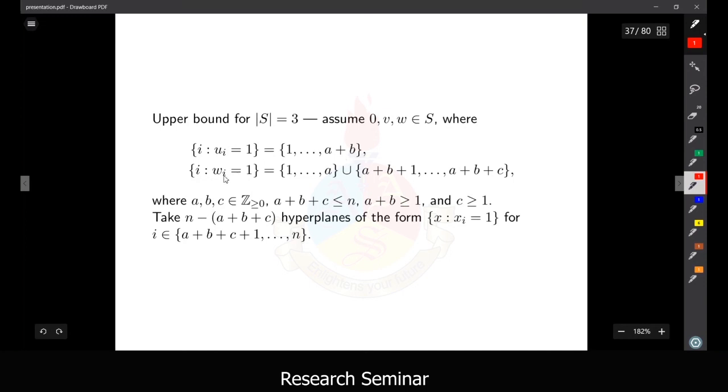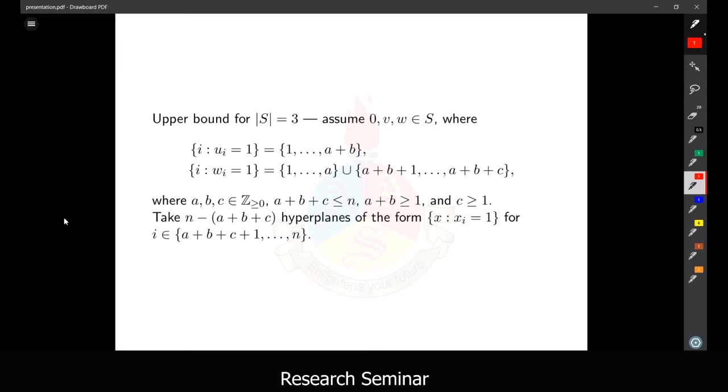And for the second vector, the non-zero coordinates are the first a, and the c coordinates from a plus b plus 1 to a plus b plus c. Also, we can assume that actually c is positive. It is just an assumption. Okay, and how do we proceed?